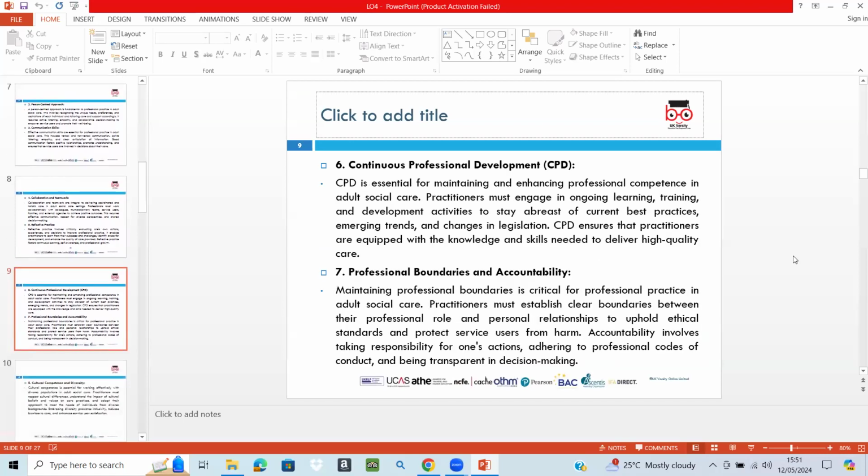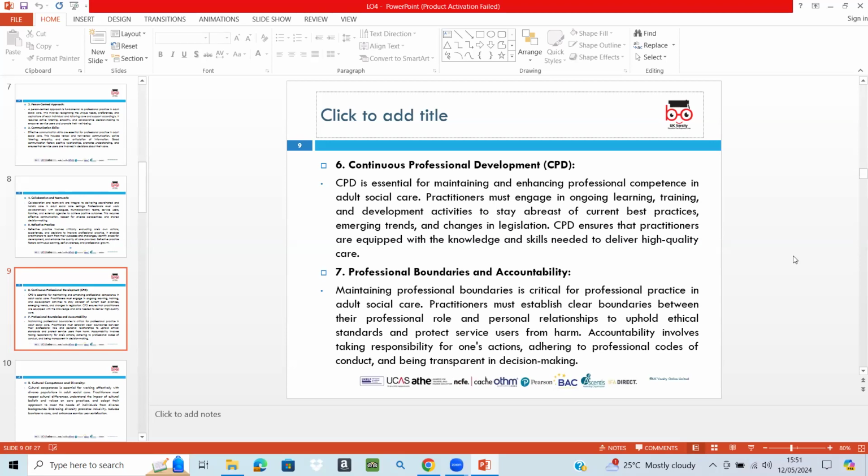Let's go to the next slide. Okay, in this one, we have continuous professional development and professional boundaries and accountability. Right. Continuous professional development, we also call it CPD, is vital for practitioners in adult social care to expand their knowledge, skills, and competencies, keeping pace with industry standards and best practices. Engaging in CPD activities demonstrates a commitment to ongoing learning, professional growth, and delivering high quality care.